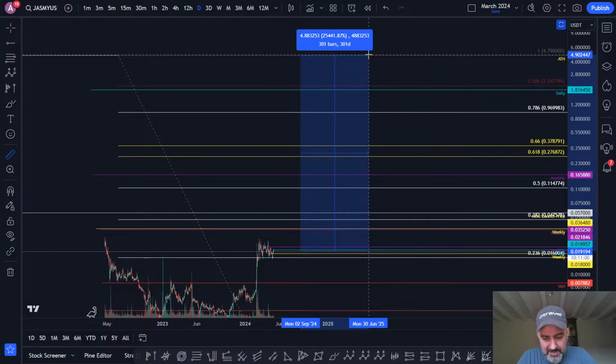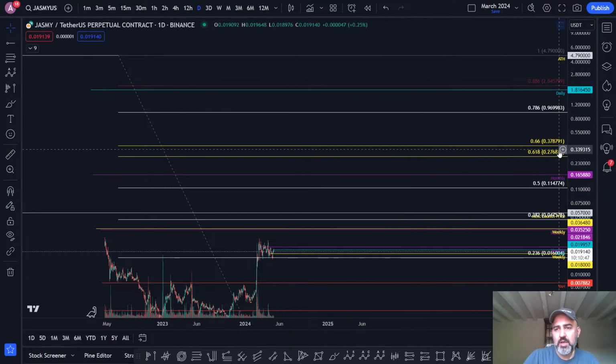Oh, I took an entry in Slurf and it went down. That's annoying. It's probably going to go down and swing failure the lower level. Whatever, I've got a slightly wide invalidation. All right.